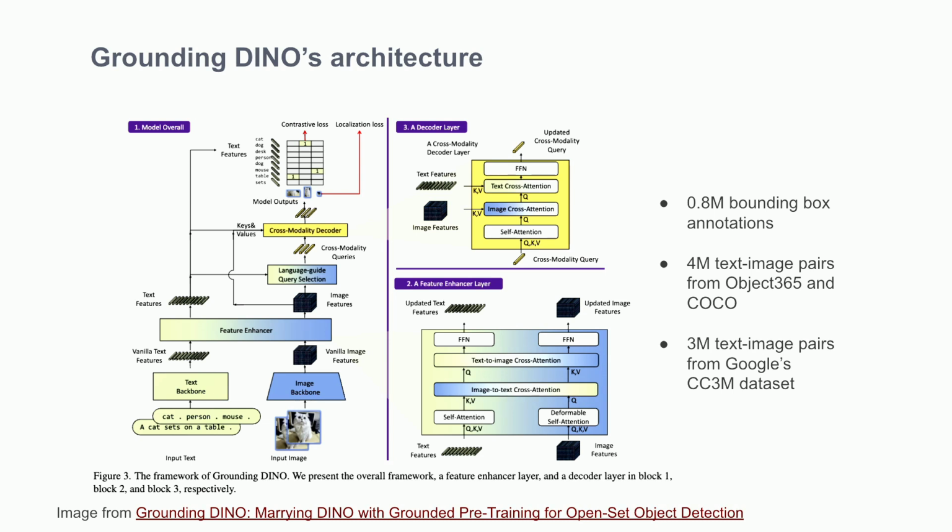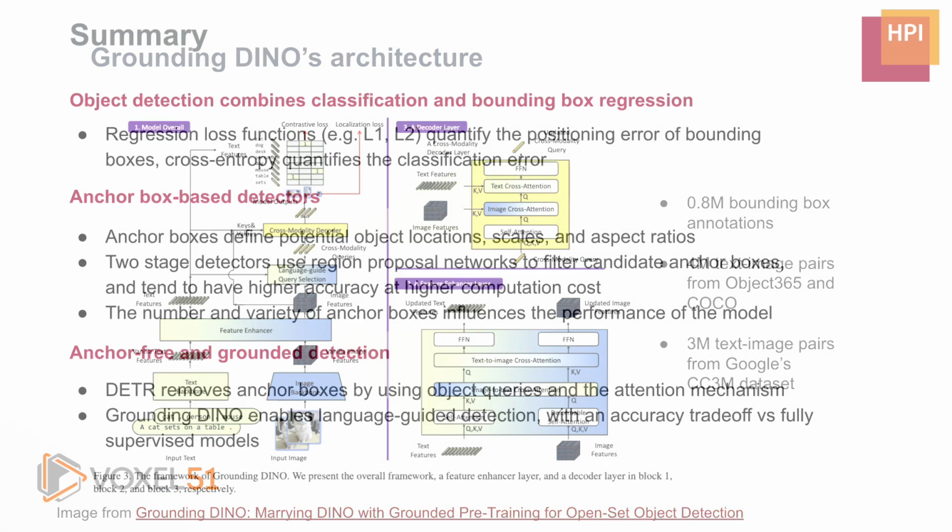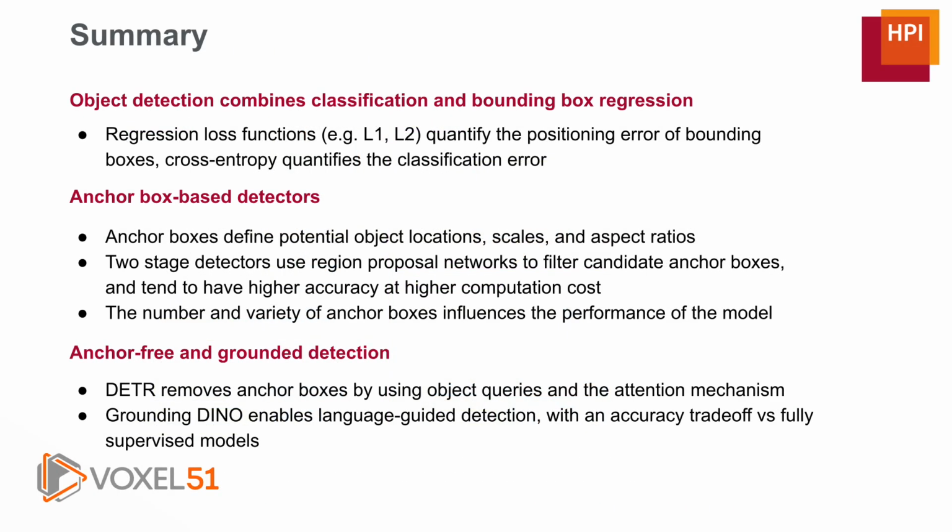So to wrap up this video, we saw that object detection combines classification and bounding box regression. It has different terms that get added in the loss function to solve these two problems. We use typically some variation of cross entropy loss for the classification problem, and some regression loss like L1 or L2 for the bounding box regression problem.